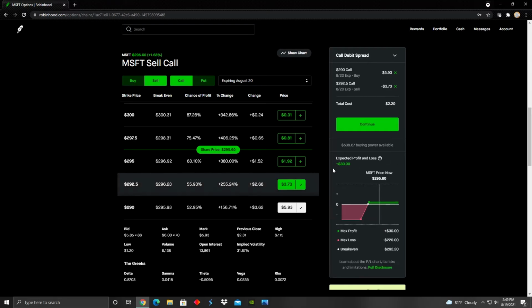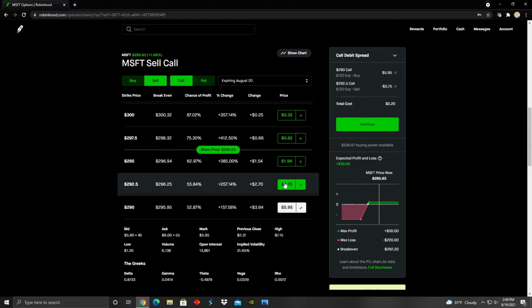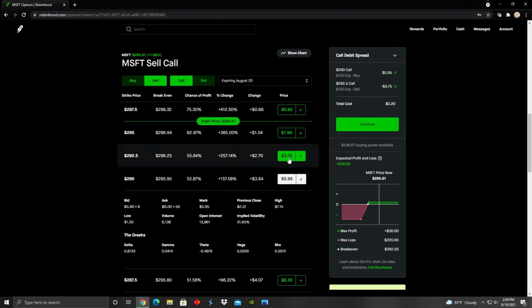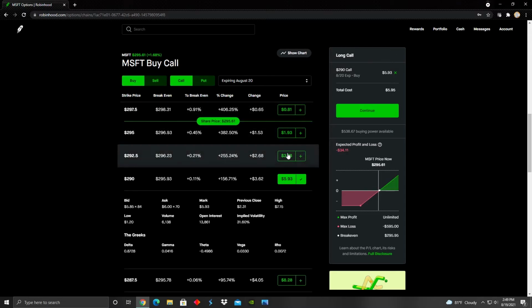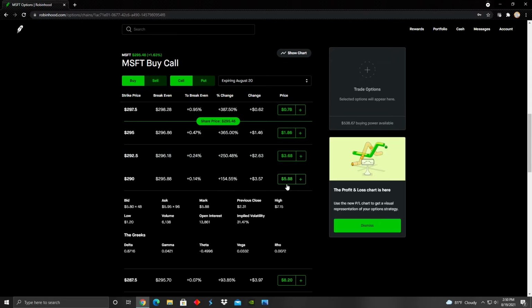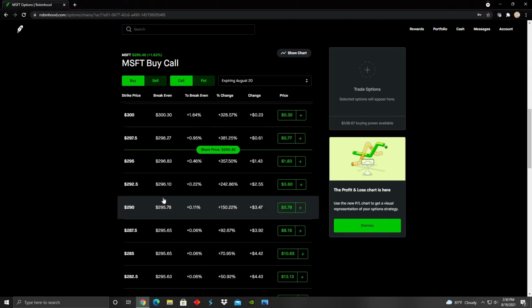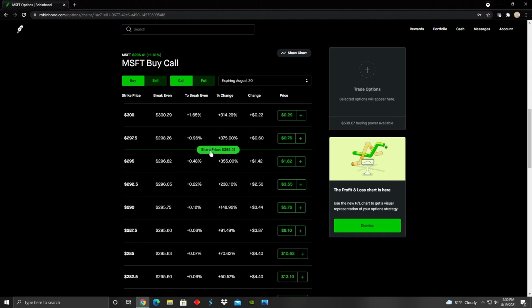So if you're doing it correctly, it should say call debit spread right here. If you're doing something else that's weird, it'll say custom, or let's say you accidentally bought two of them, it would say custom again, or something else along those lines. So if you're doing it properly, it should say call debit spread when you go to open it. So you can open a call debit spread using any of the strike prices right here. For this example, let's use the one that's right underneath the current share price.